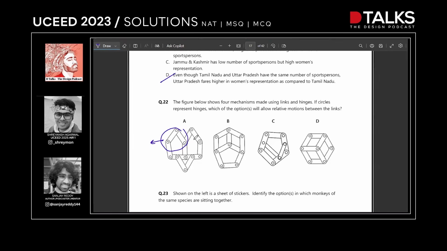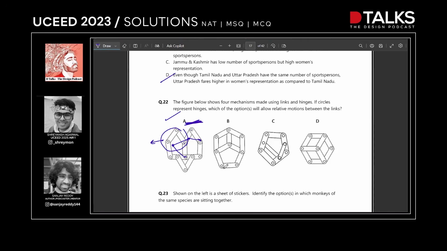And ये क्योंकि it's not at its maximum stretch, right? These particular joints can go completely straight. So you can make it something like this, ऐसा, है ना? ये वाला यहाँ पे पहुंच गया, ये वाला यहाँ पे पहुंच गया. So that means it does allow for relative motion. A is correct. Option B.